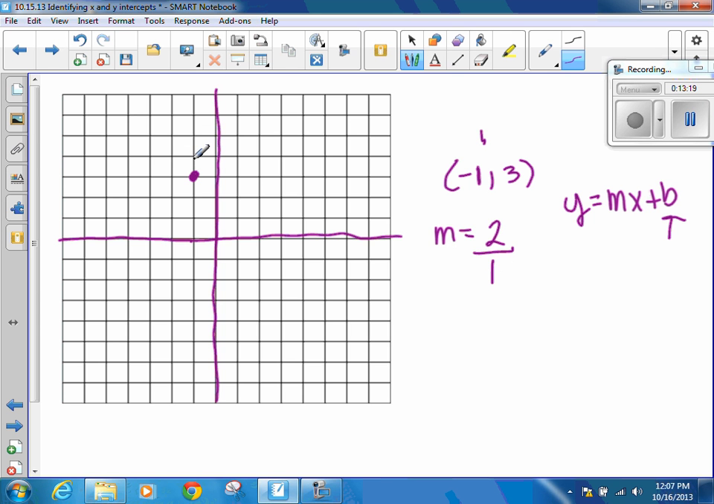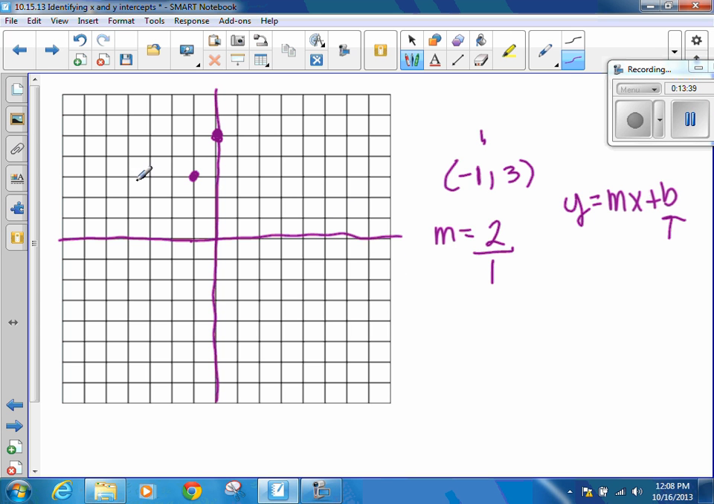So I can go up 2, 1, 2 over 1. I can stop right there. I already have my y-intercept. Okay? Now, some of you are going to have to keep going. And some of you are going to have to go up. So let me show you. If I go up and I get to my y-intercept, that's fine. But what happens if your graph is going this way and you're plotting down here? Then you need to work backwards.